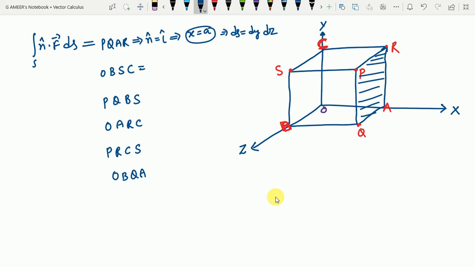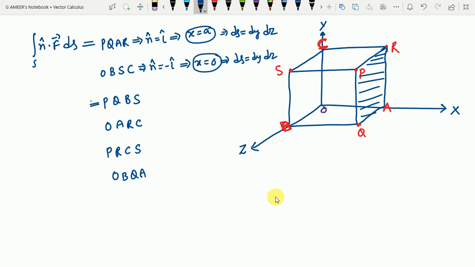Now come to OBSC. So the OBSC normal will be opposite to the above, that is minus i cap. Then what is x here? That is equal to 0 in this plane. Okay, fine. Now again ds is the same, ds is dy dz.